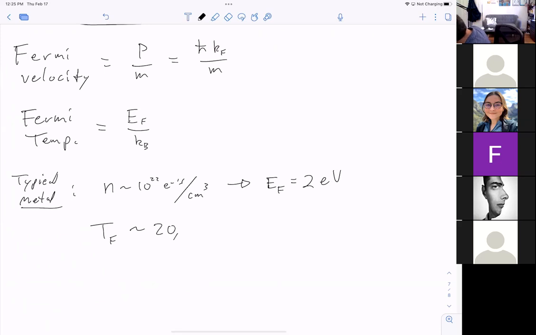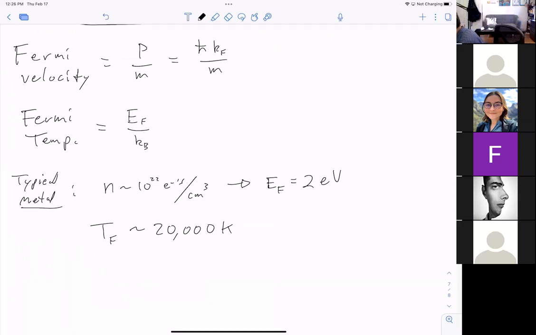It's 20,000 because there's 10,000 degrees per electron volt. So an electron volt is a really high temperature. If I have a gas of particles and every particle has an electron volt of energy, the gas is at 10,000 degrees. Okay, so it's really hot.